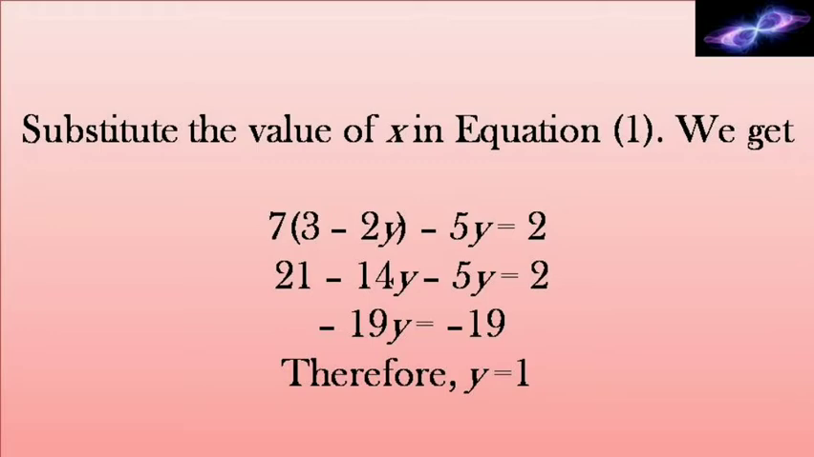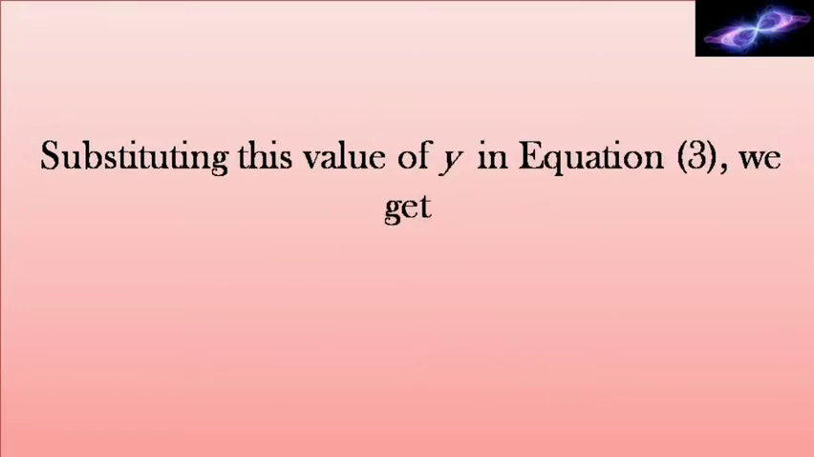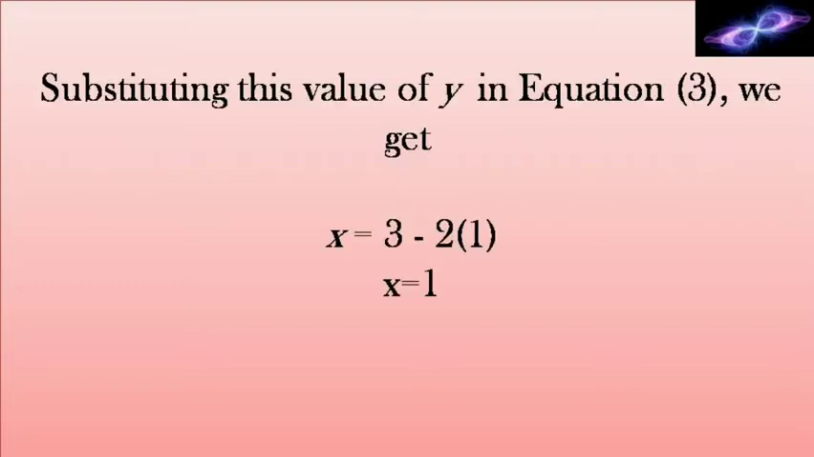Now substitute the value of y in equation 3. We would get x equals 3 minus twice of 1. So 3 minus 2 would be 1. So hence the solution is x is 1, y is 1.